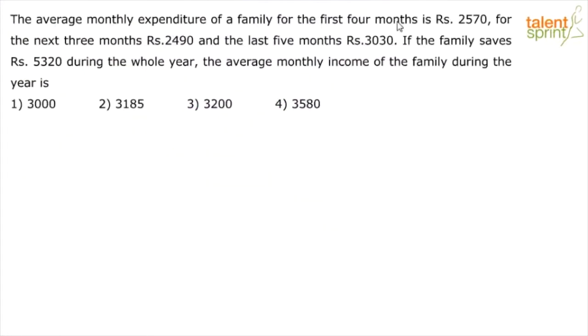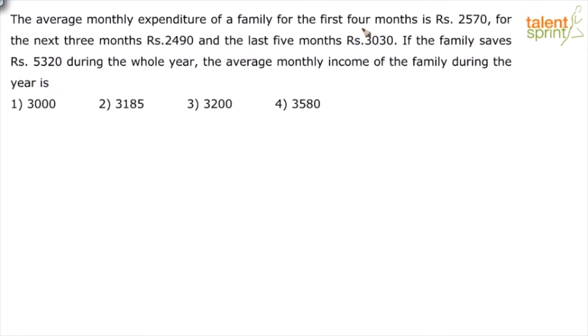Next question. Now this again is based on average, I think. What it says, the average monthly expenditure of a family for the first 4 months is rupees 2,570. For the next 3 months is rupees 2,490. And for the last 5 months is 3,030. If the family saves rupees 5,320 during the whole year, the average monthly income of the family during the year is, right? So simple question based on average monthly expenditure.